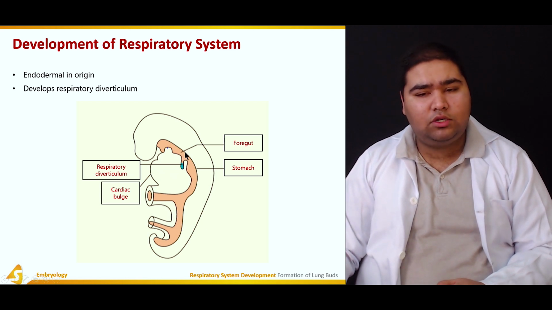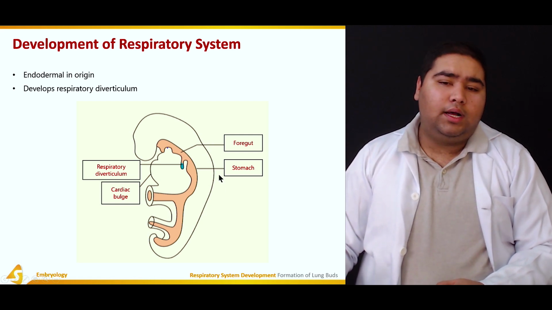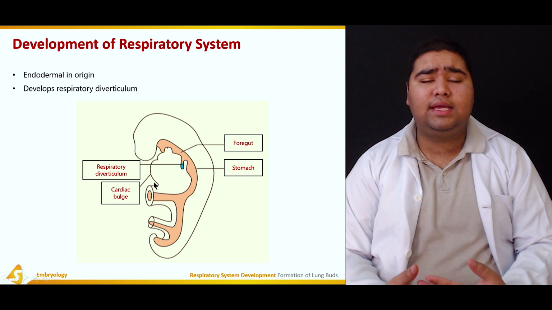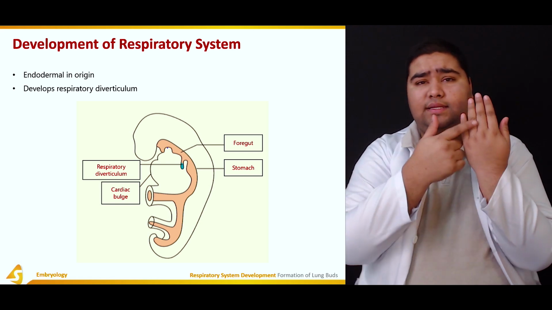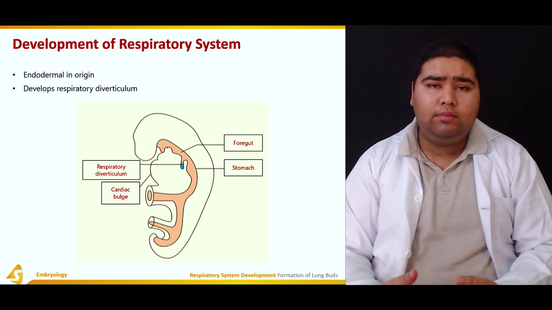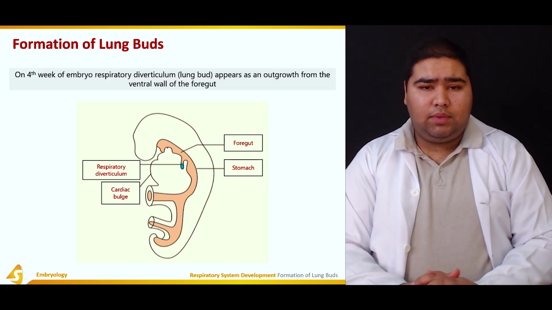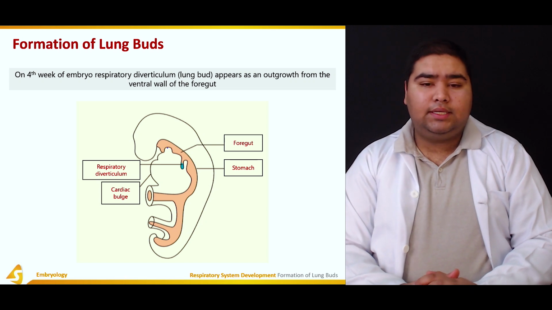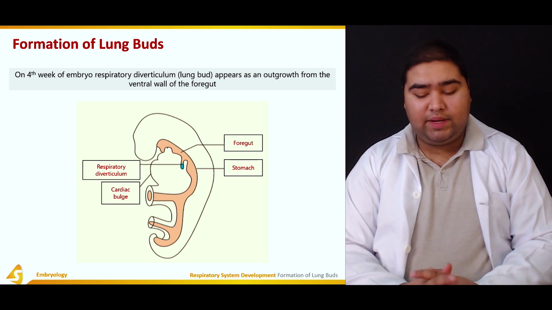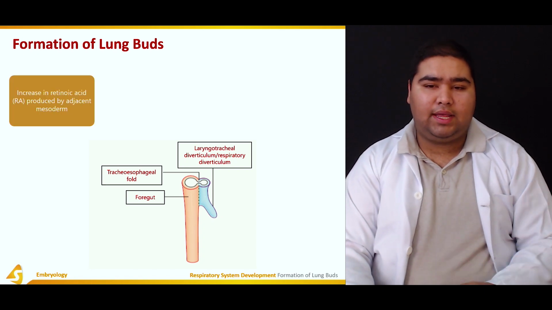This is the ventral wall, this is the dorsal wall. Again, dorsal wall is towards the back, and ventral wall is towards the front. For the purpose of understanding, this is the dorsal side and this is the ventral side. Dorsal side is always towards the vertebral column and ventral side is towards the abdominal wall. So this is a 4th week embryo in which the respiratory bud develops, and it appears as an outgrowth on the ventral wall of the foregut. I've explained this earlier.